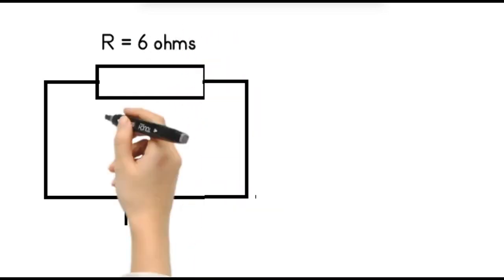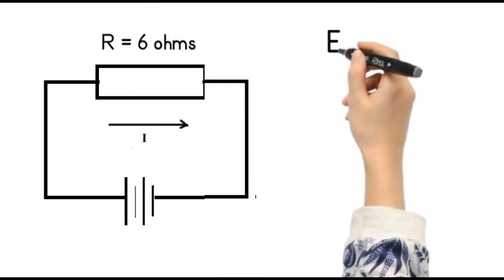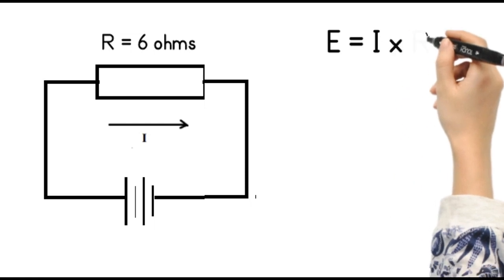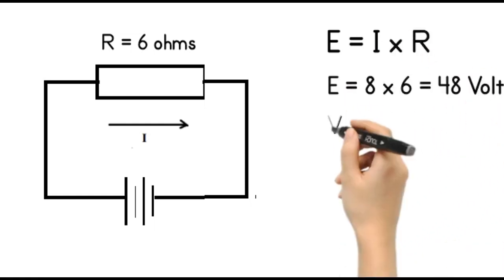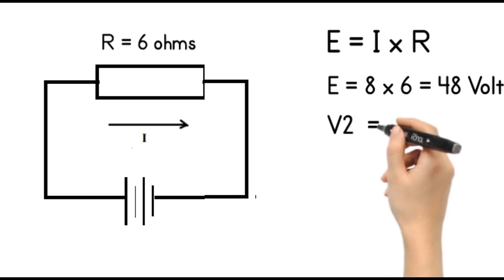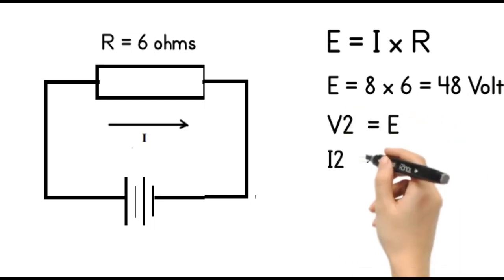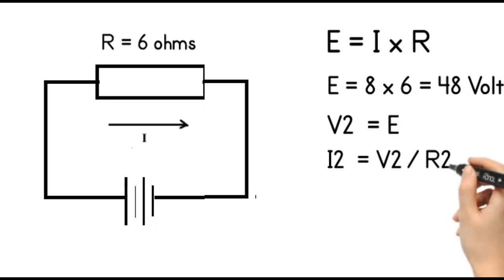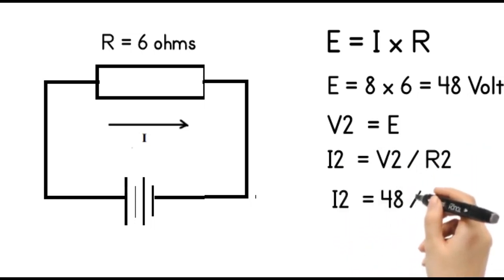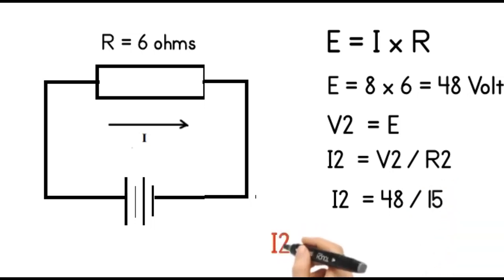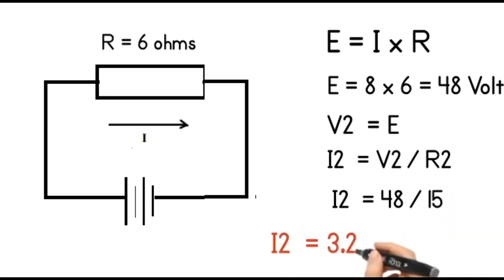Voltage E is equal to I times R, E equals 8 amperes times 6 ohms, which results to 48 volts. Since E is equal to V2, V2 equals I2 times R2, and I2 equals V2 divided by R2. I2 is equal to 48 over 15, which is equal to 3.2 amperes.